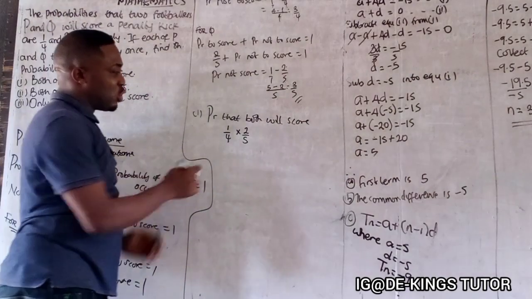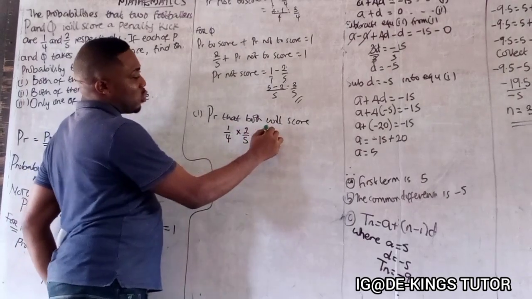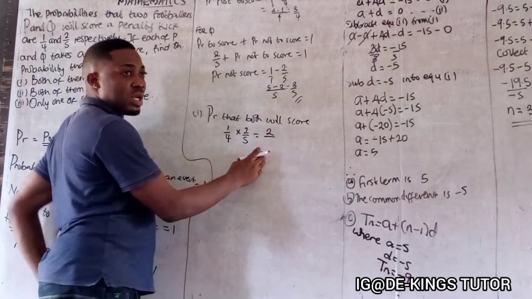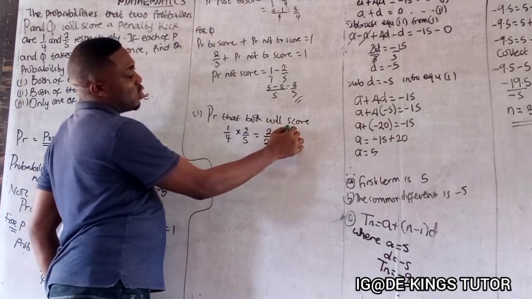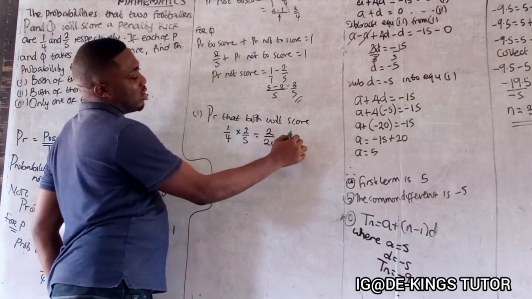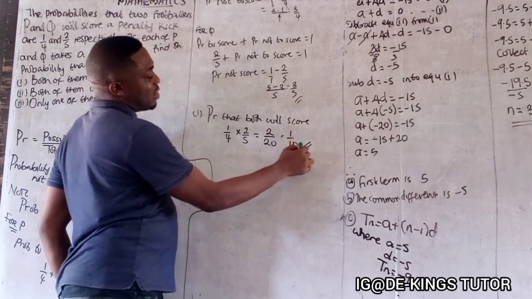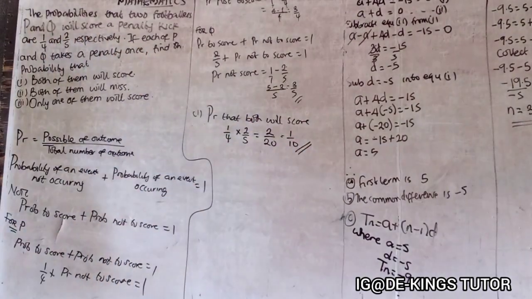So it's their multiplication. 1 times 2 is 2, and 4 times 5 is 20. So if we reduce, we have 1/10. We can leave this or reduce it to a decimal fraction. So that's just the answer to the first one: the probability that both of them will score.